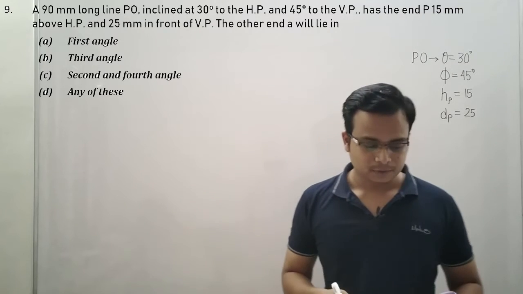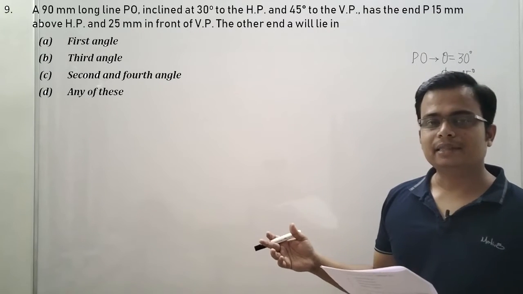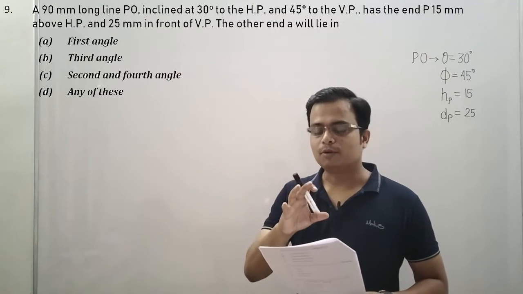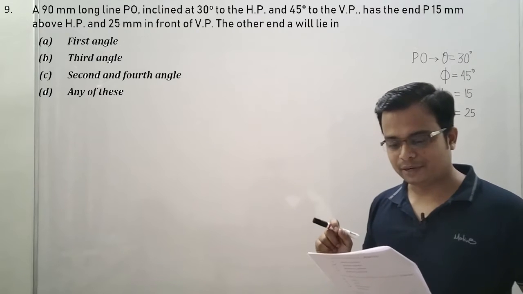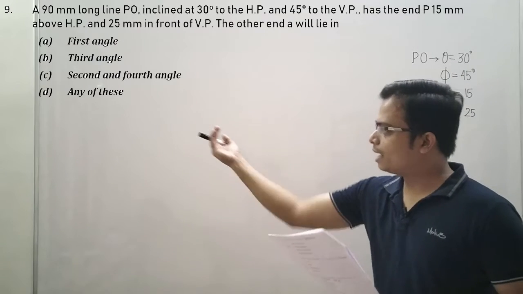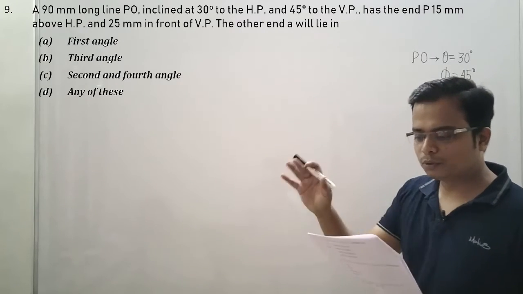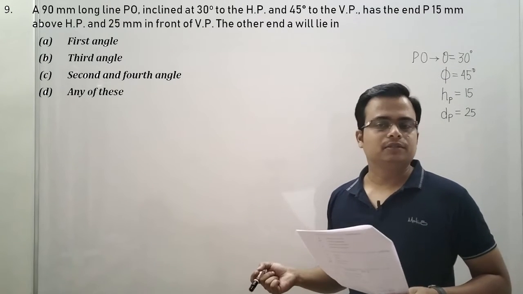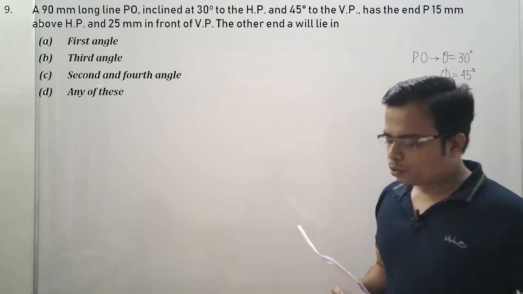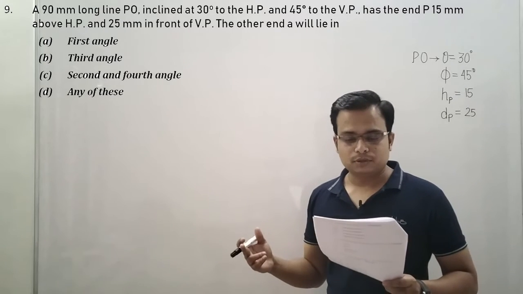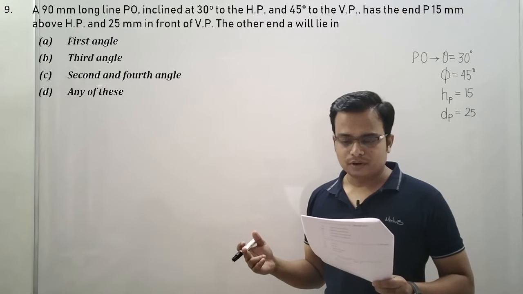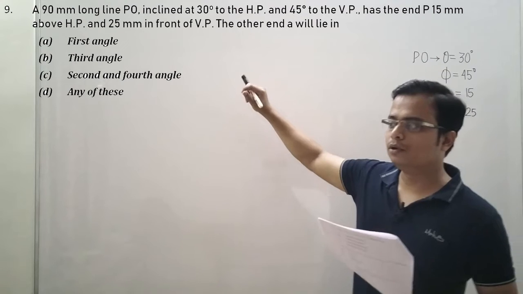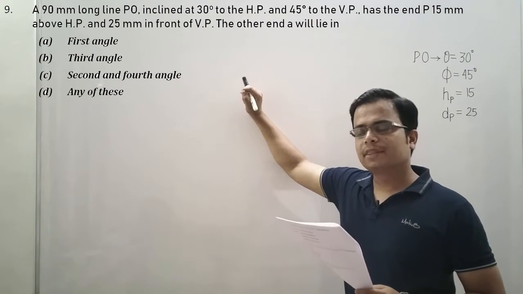Let me discuss this. So we've got a line PO and the location of the end point P has been given to us. H and D has been given to us for point P, in the form of 15 and 25, right? 15 and 25. Perfect. No problem. Theta and phi has been given to us, 30 and 45 degrees. So what are the possible scenarios of end O? Point P is fixed, but what about end O? Where could it lie? Just take a look at this.